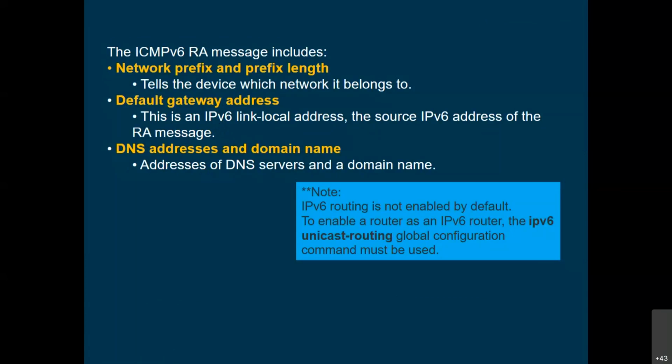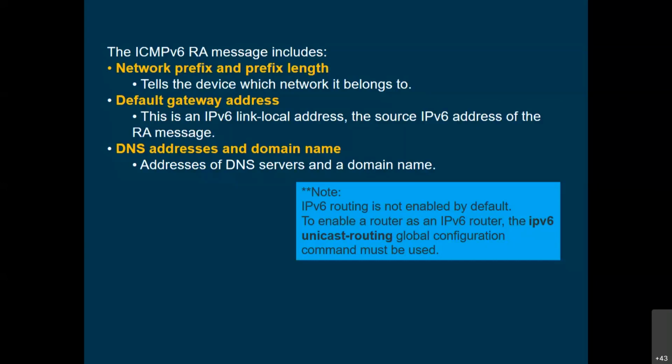So one thing to note is that IPv6 routing is not enabled by default. To enable a router as an IPv6 router, you have to type the ipv6 unicast-routing global configuration command in the global configuration. If you are using IPv4, you can straight away configure IP addresses, configure routing, without worry, because by default it is enabled. IPv6 routing is not enabled by default. So if you are going to use IPv6, you have to tell the router with the command ipv6 unicast-routing.